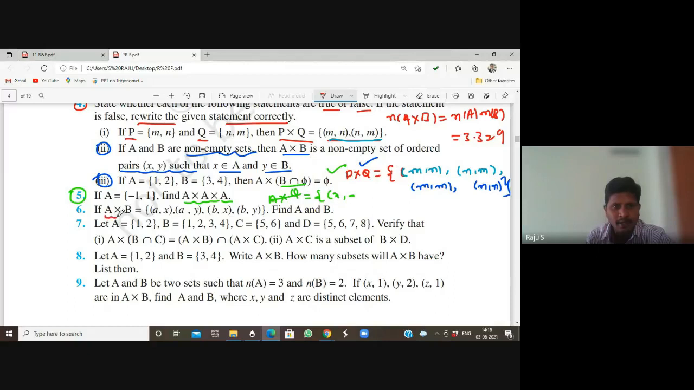Students, A cross B is given. The Cartesian product of A and B. They have given all the ordered pairs. They're asking what is A and what is B.